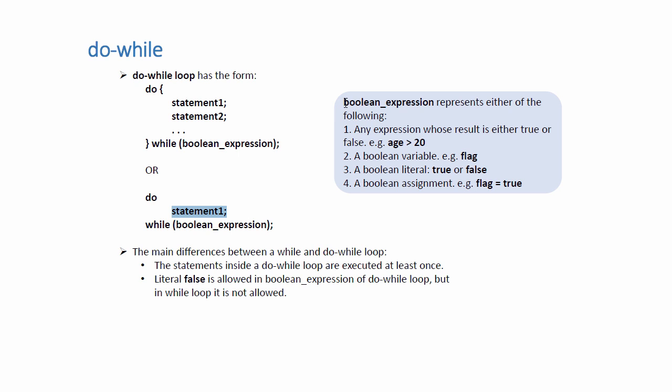As seen with the while loop, the Boolean expression in do while loop represents either of the following. Any expression whose result is either true or false, such as age is greater than 20, or a Boolean variable such as flag, or a Boolean literal true or false. Do you guys remember? Literal false was not allowed in the while loop because of unreachable code error, but it is allowed in the Boolean expression of do while. We will check the reason later. The Boolean expression in do while loop can represent a Boolean assignment as well, such as flag equals to true.